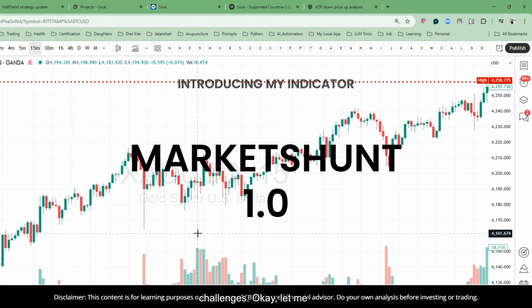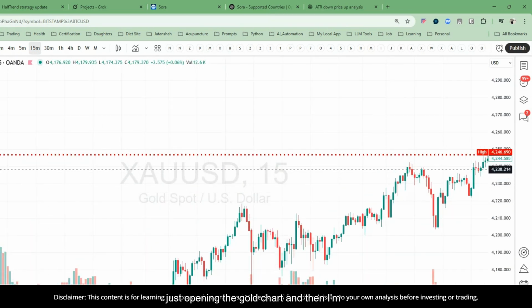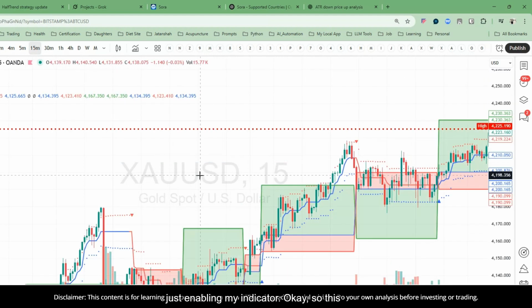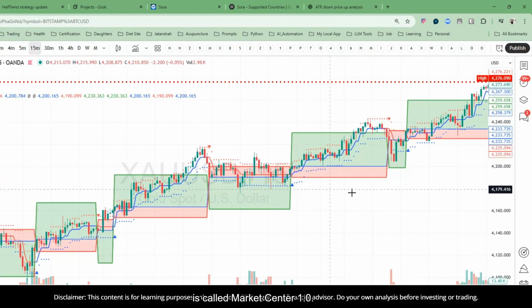Okay, let me open the chart. So I'm just opening the gold chart, and then I'm enabling my indicator. Okay, so this is the indicator I'm talking about. This is called Marketshunt 1.0.